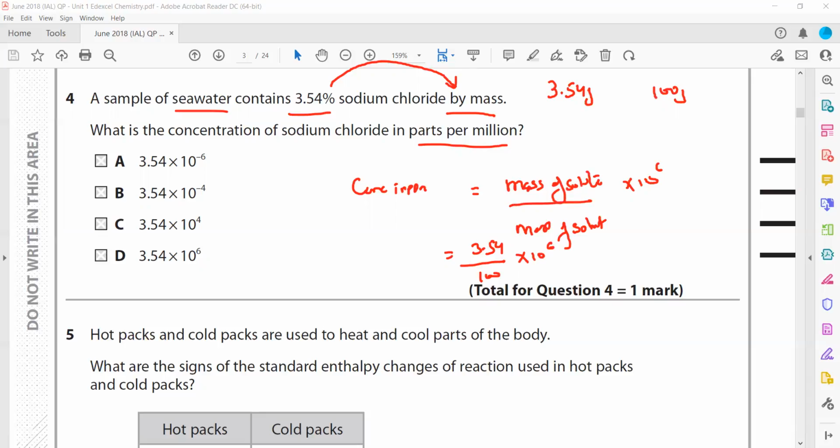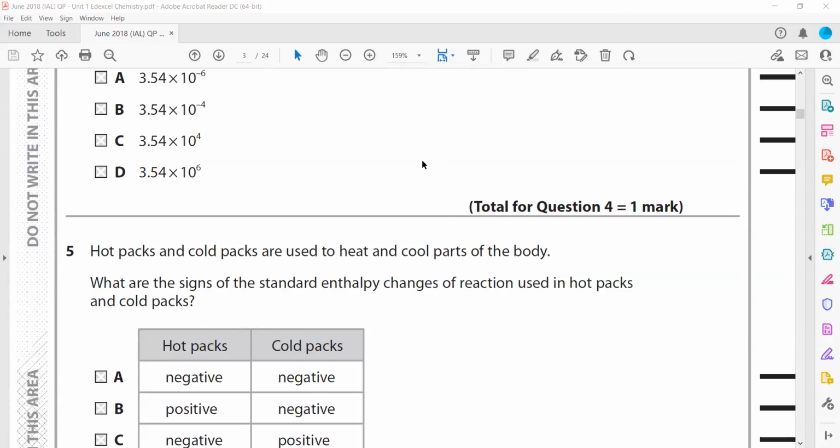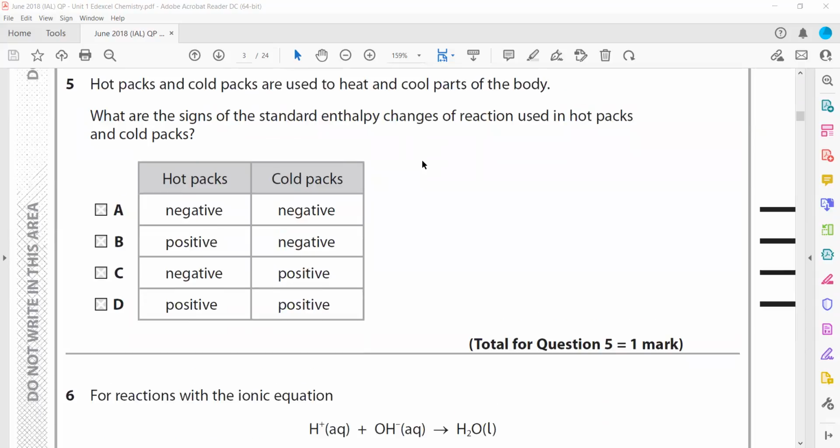So when we multiply 3.54 by 10 exponent 6 and divide by 100, it will give us 3.54 into 10 to the power 4. Whenever a percentage is given, your denominator should be 100, because percentage refers to: if you have 100 particles or 100 molecules, how many solute molecules are there? This gives us the percentage.